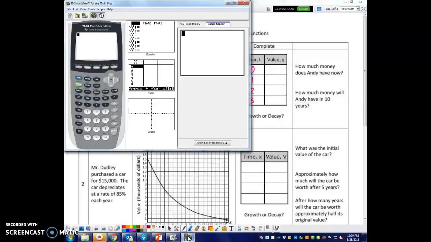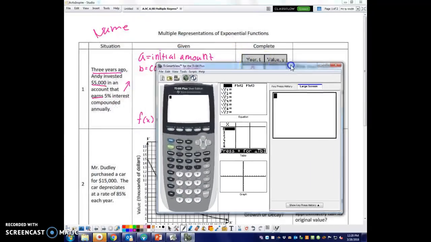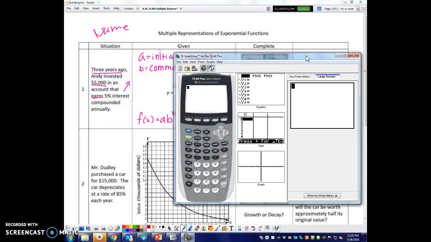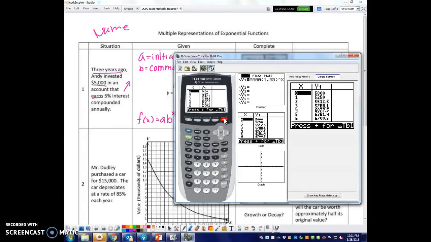So take out your calculator, and we're going to type in the equation into y equals. So it's y equals 5,000 times 1.05 to the power of x. Then go to your table, second graph. So for 0, it's 5,000. For 1, 5250. 2, that number. 3, that number. So we're going to write that down.